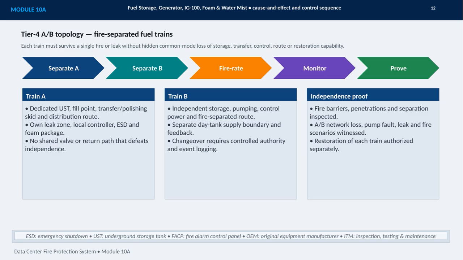Train B follows the same logic, with independent storage, pumping, control power, fire-separated routing, and a separate day tank supply boundary and feedback path. The goal is not simply to install two systems, but to prevent one event from disabling both. The validation sequence is equally important. Separate the systems, verify fire-rated barriers and penetrations, monitor the relevant conditions, and prove performance through witnessed network loss, pump fault, leak, and fire scenarios. Finally, changeover and restoration require controlled authority and event logging, so each train can be returned to service independently and with a documented decision trail.